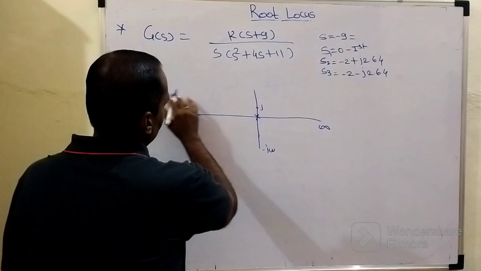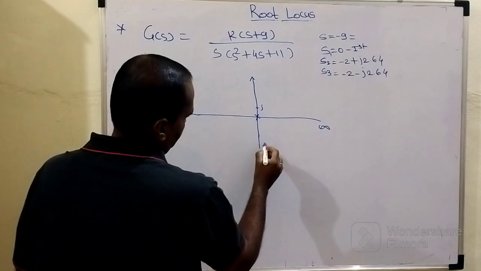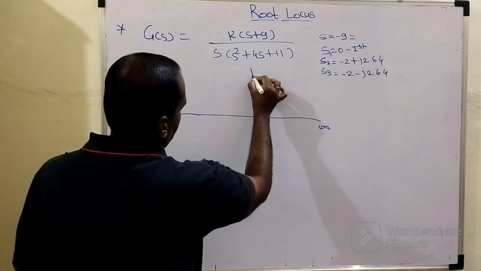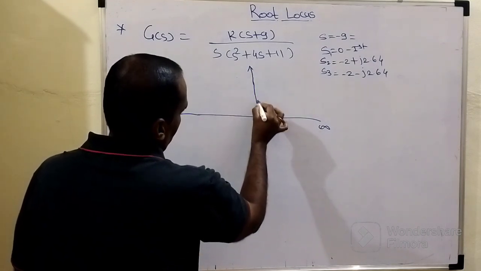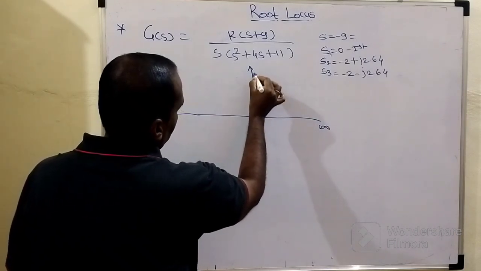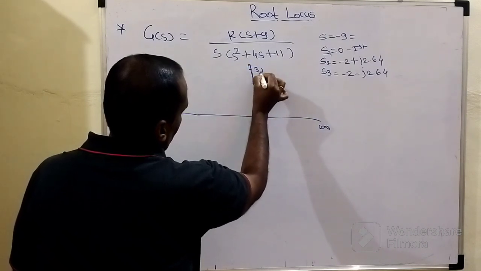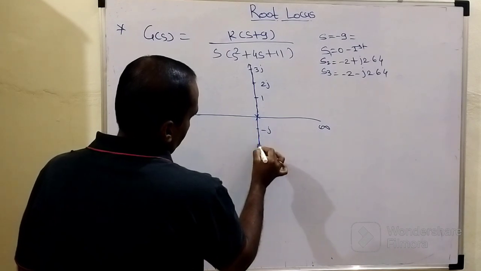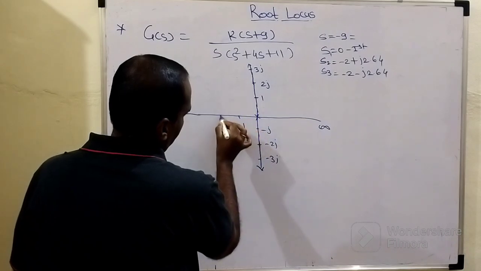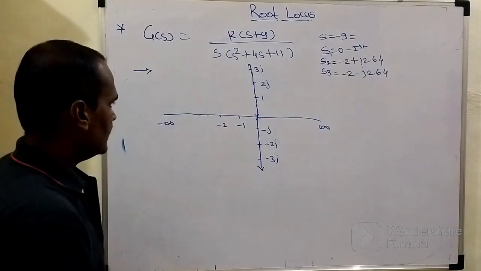I will mark this step number 1 for the sake of this moment. So this will be 1j, 2j, 3j, minus j, minus 2j, minus 3j. This will be minus 1, minus 2, and see, one zero is present at minus 9.